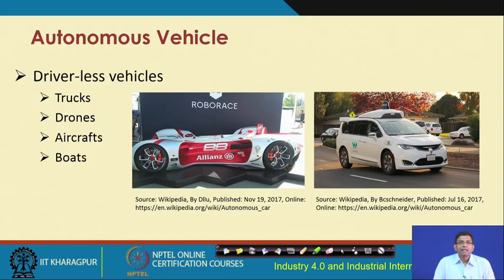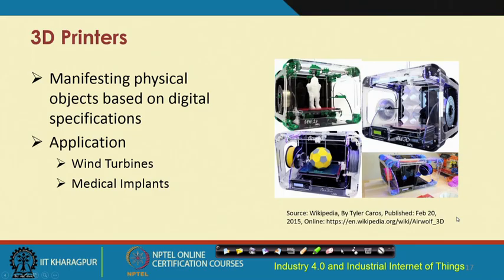Driverless aircraft are a reality now, and also driverless boats and many others, particularly in agriculture, where people are now talking about the use of driverless tractors. All these are possible with the introduction and use of artificial intelligence and advancement in robotics. With 3D printers, basically, you give any shape, and these machines will manufacture a particular product according to the specified shape.